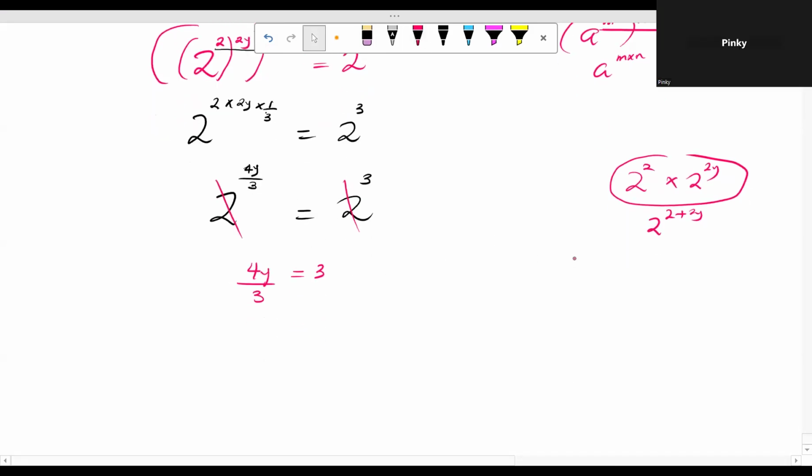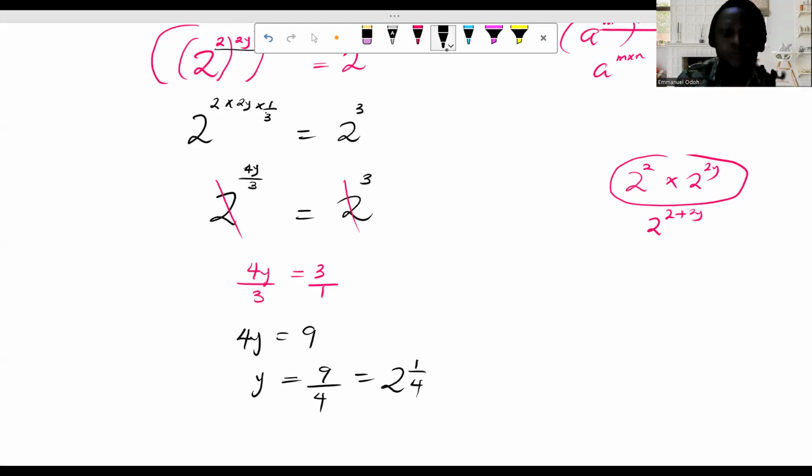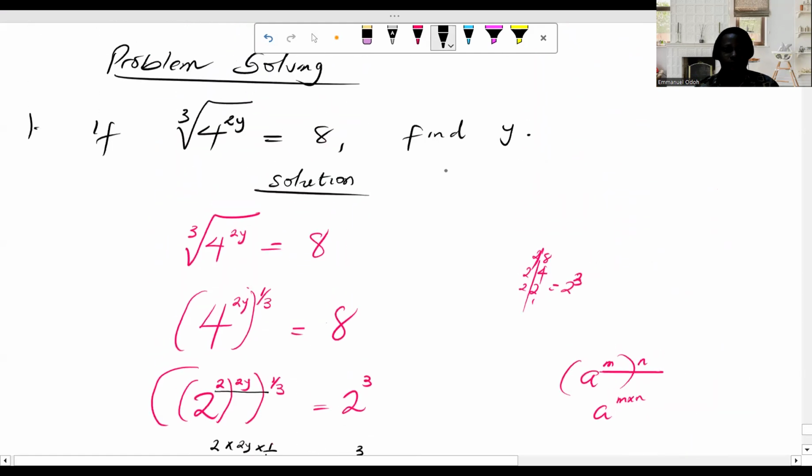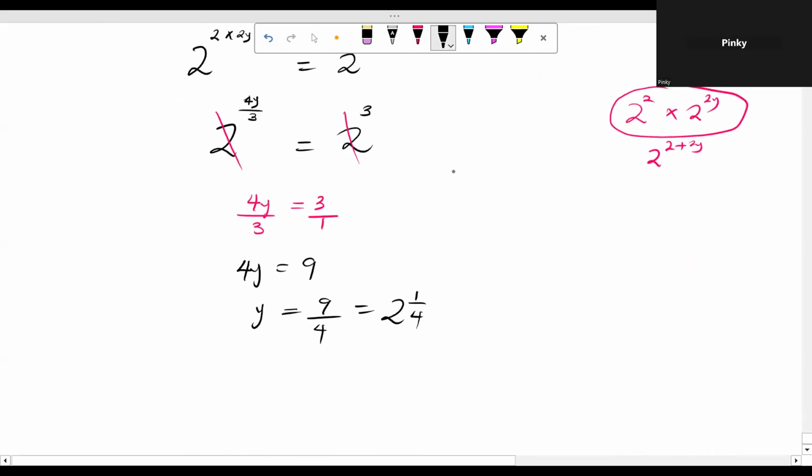Oh, I understand now, sir. So now, thank you. Okay, so here we can cross multiply. 4y times y is 4y. 3 times 3 is 9. So we can divide both sides by 4 to get y. So y is 9 over 4, which is 2 whole number, 1 over 4. So that's the value of y, 2 whole number, 1 over 4. Any question? No, sir, I don't have a question.